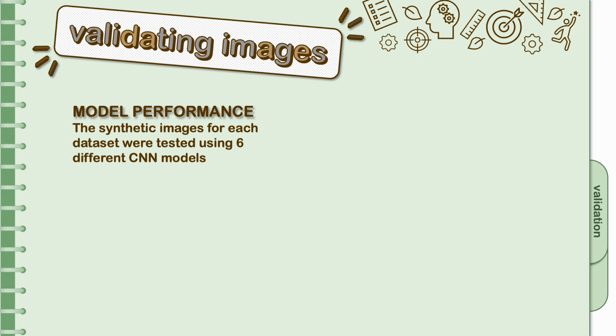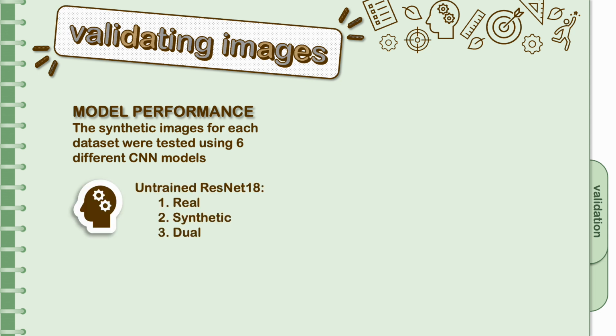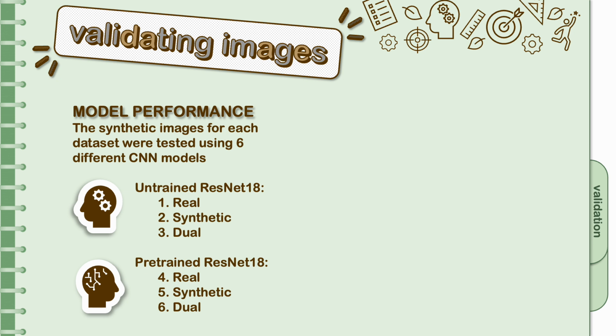So in order to do this, the synthetic images for each dataset were tested using 6 different CNN models. 3 were untrained ResNet 18 models, the first being trained with real data only, second being trained with synthetic images only, and the third being a dual model. And then we followed the same process for a pre-trained ResNet 18 model. So that brings us up to 6 models for each data set.